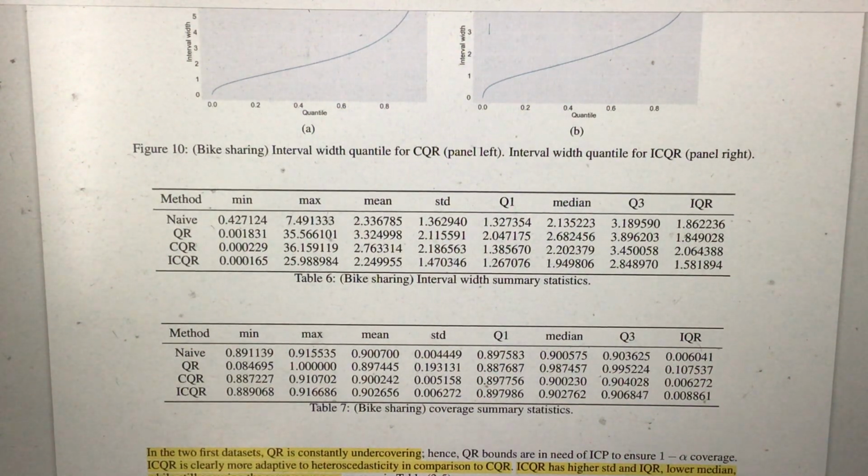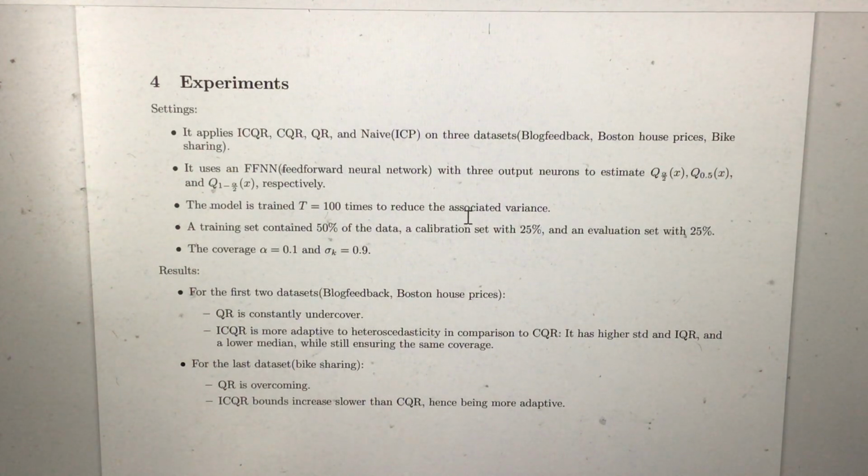So we can get the results. For the first two data sets, QR is constantly undercovering. And ICQR is more adaptive to heteroscedasticity in comparison to CQR. It has a higher standard deviation of the IQR and a lower median, while still ensuring the same coverage. For the last one, QR is overcovering, and ICQR's bound is lower than CQR's. Hence, it is more adaptive.